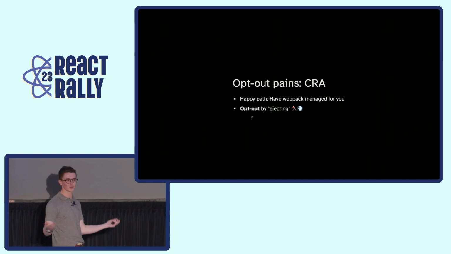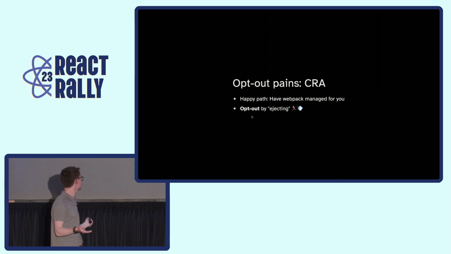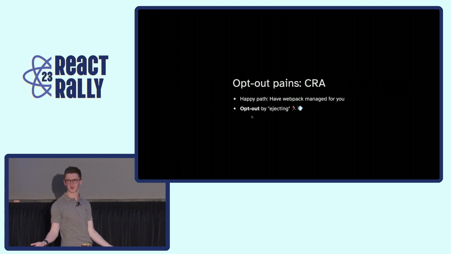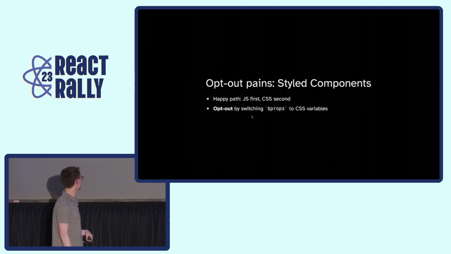So we're going to use whatever Create React App gives us to build our app. And if we ever need to opt out of what they give us, well, you need to eject and manage the whole thing yourself, which is a scary proposition. It's why people usually stick with that default and never opt out.